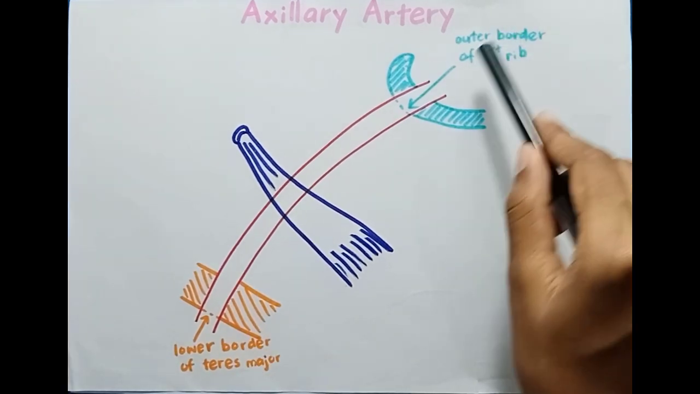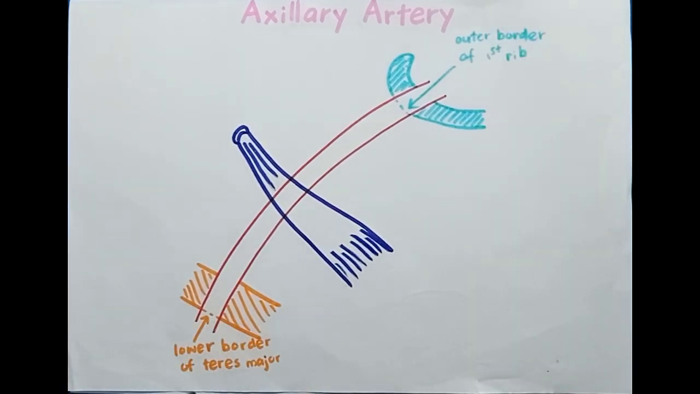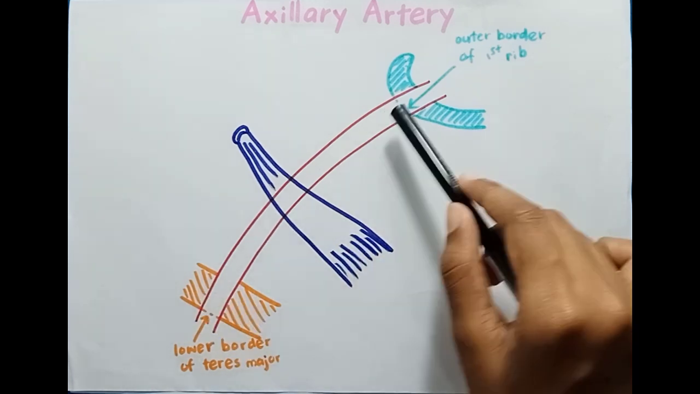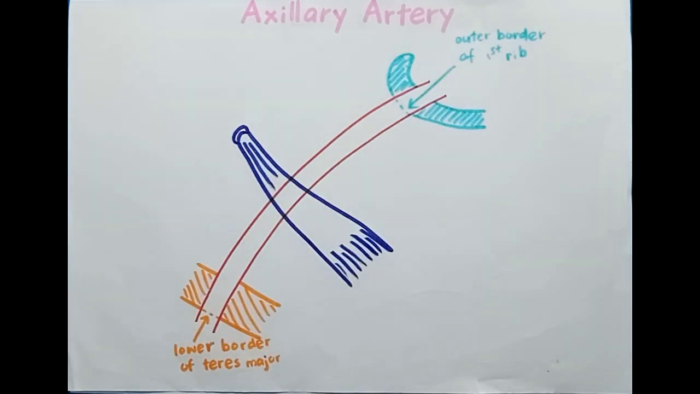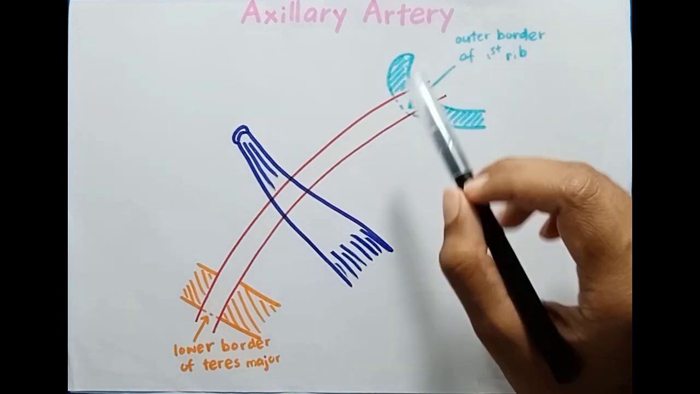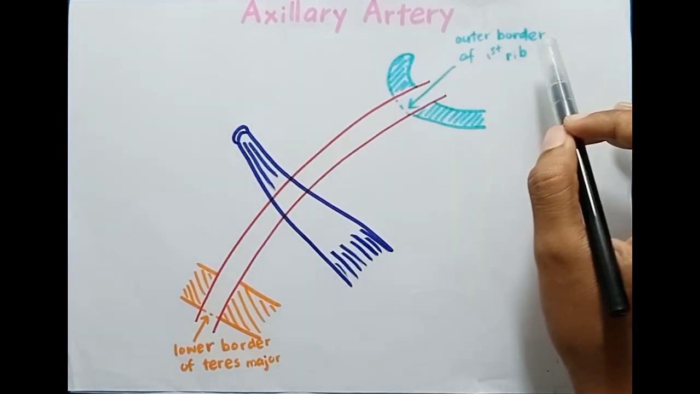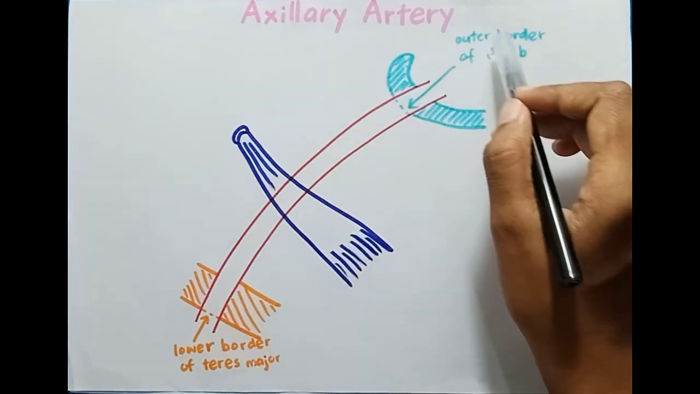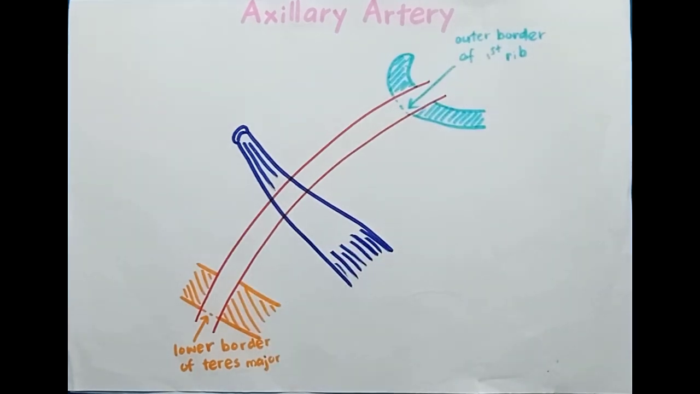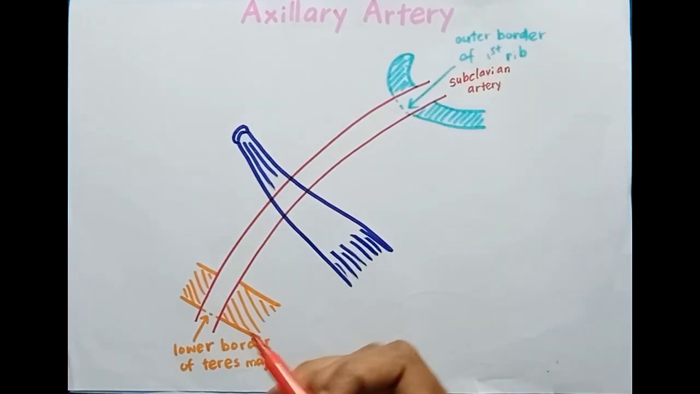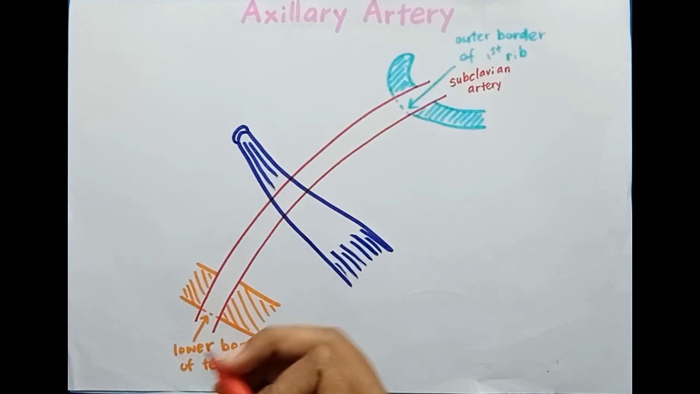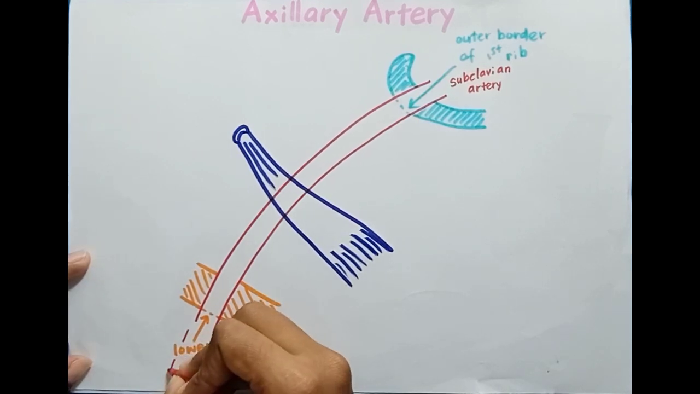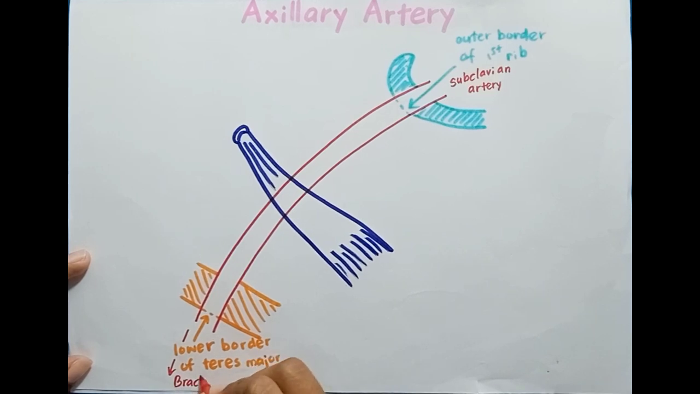From the outer border of the first rib to the lower border of teres major, this artery is known as the axillary artery. Above this first rib, it is known as the subclavian artery. That means this is a continuation of the subclavian artery. And below the lower border of teres major, the axillary artery continues as the brachial artery.